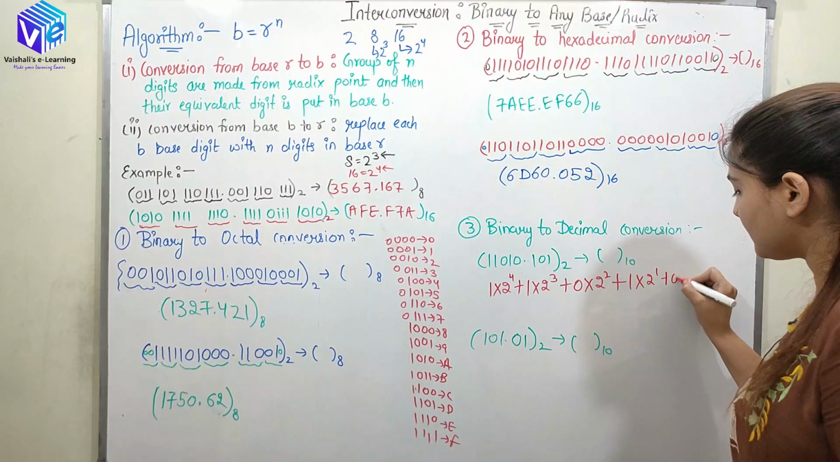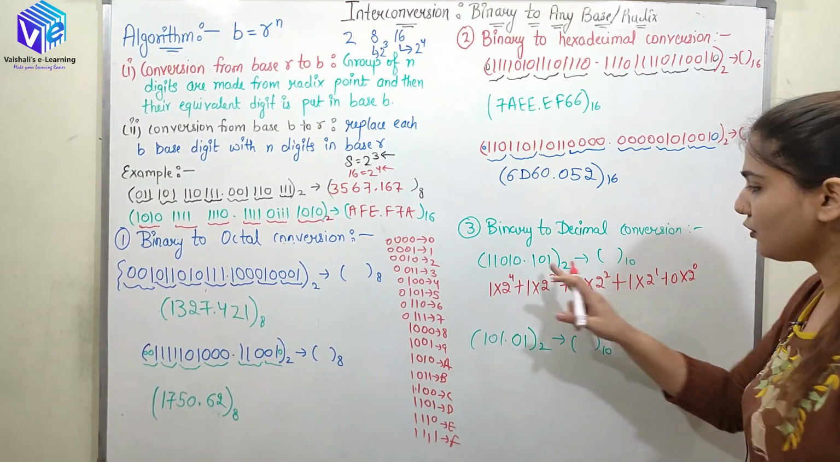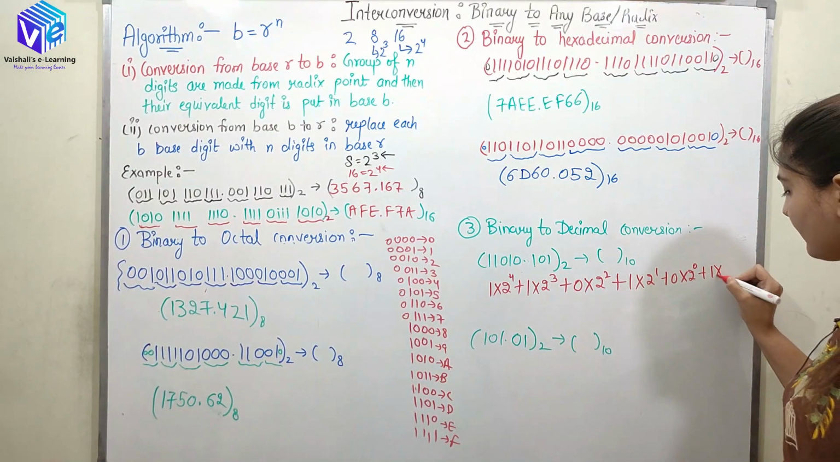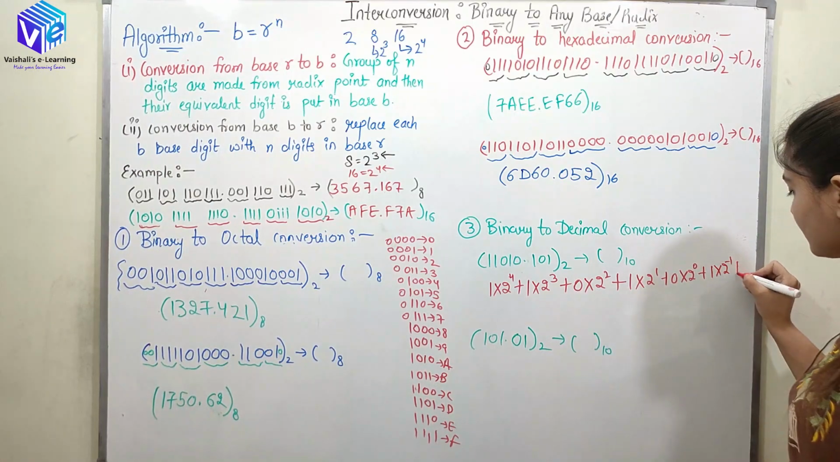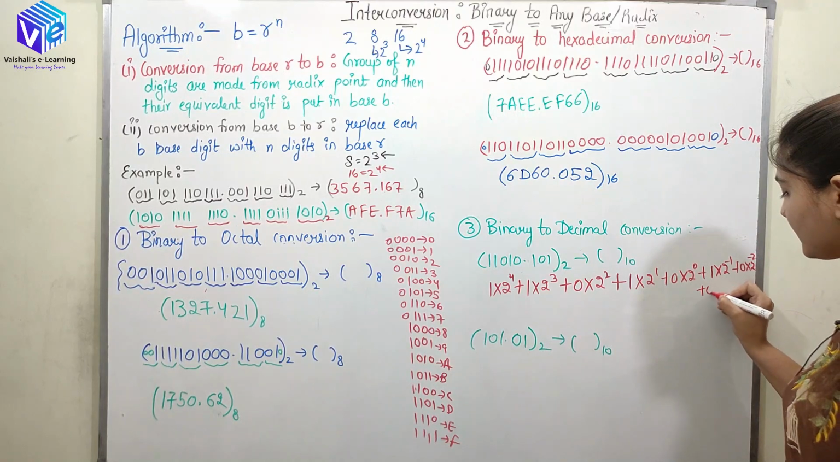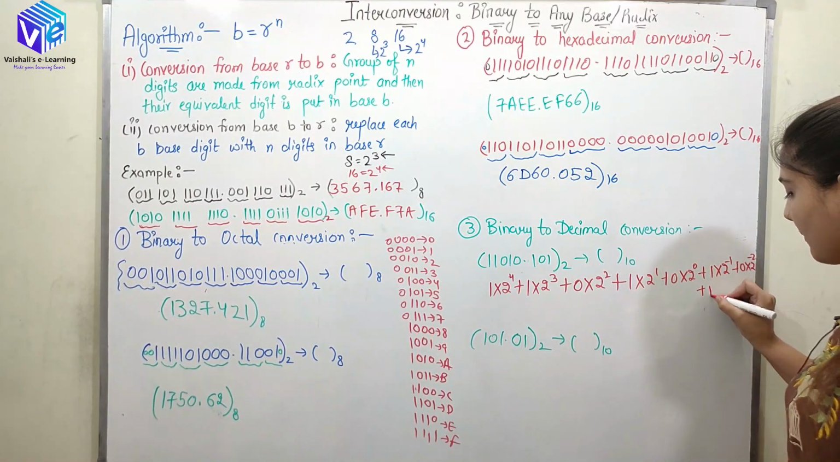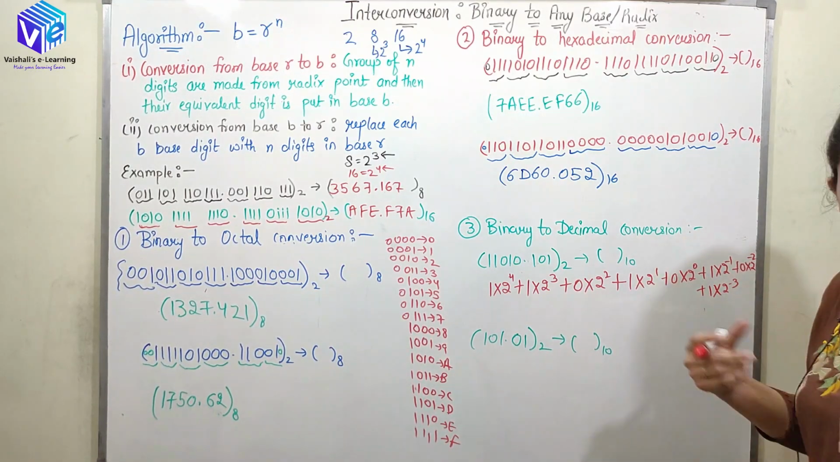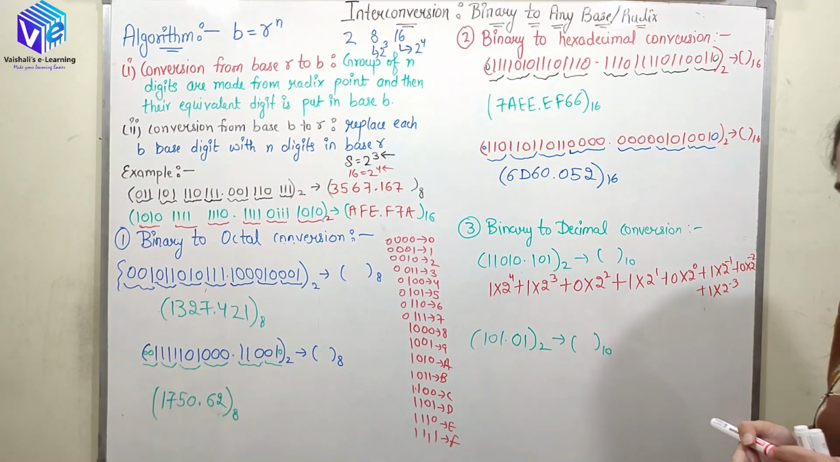The next digit is 0. I will decrease the power of 2. The next digit is 1. I will decrease the power of 2. The next digit is 0. I will decrease the power of 2. The next digit is 1. I will decrease the power of 2. Right? So this is how we can have the polynomial representation.